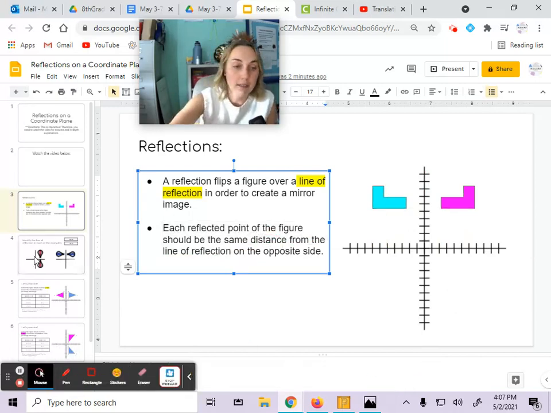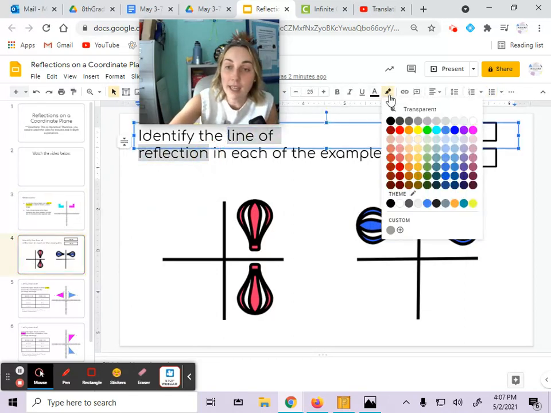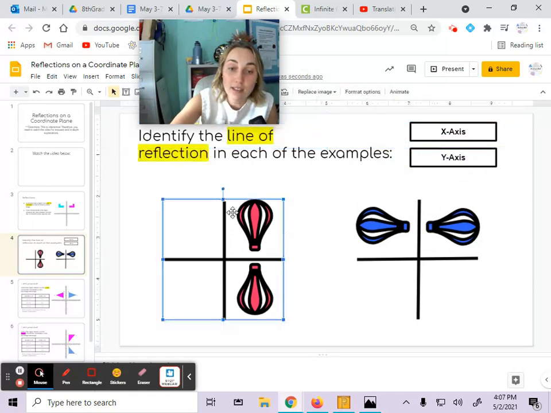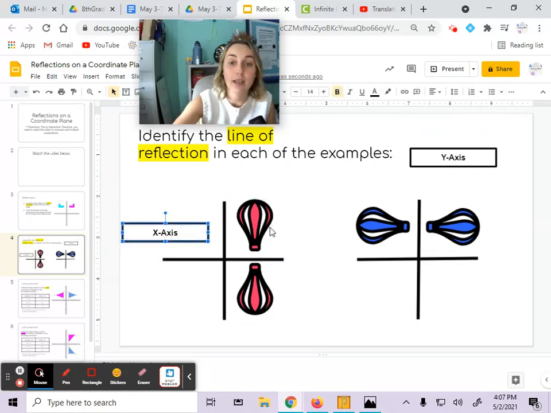Okay. All right, let's talk about the different types of reflections. Again, the line of reflection can change. Like in our first example here, this is my hot air balloon, and the hot air balloon is getting reflected over this axis right here. It's getting a mirrored image on the other side. This would have a line of reflection on the x-axis, okay?